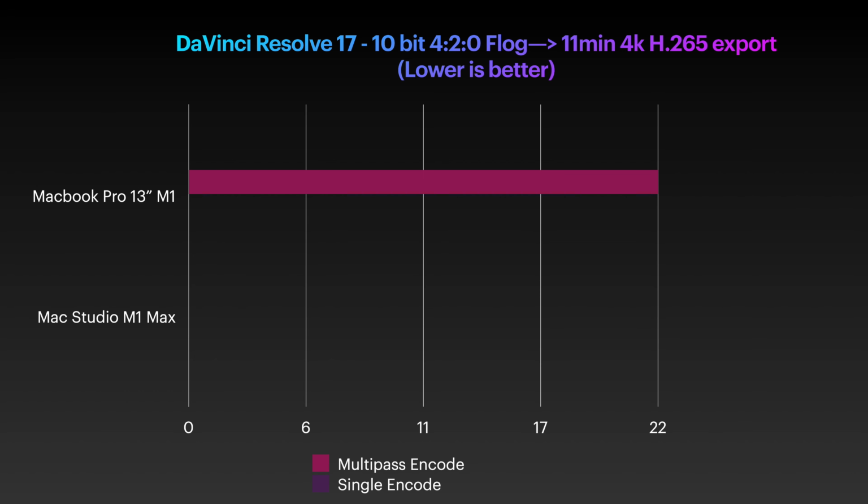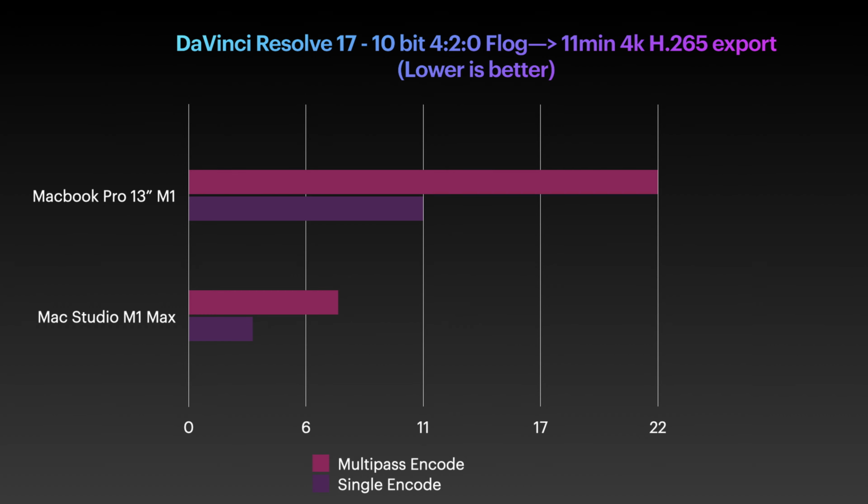On the video editing side of things, exporting an 11-minute 4K H.265 video from a 10-bit F-Log file with color grading and multiple graphics and effects took 22 minutes on the MacBook Pro when doing a multi-pass encode for better quality output, versus 11 minutes for the single pass. On the Mac Studio, that same export took 7 minutes for the multi-pass encode and only 3 minutes for the single pass. Wow, this performance left me speechless.